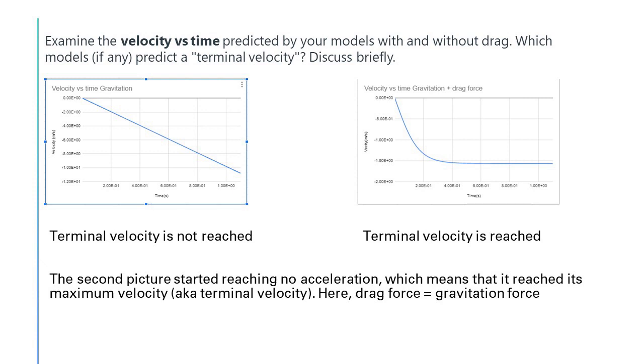Question. Examine the velocity versus time predicted by your models with and without drag. Which model predicts a terminal velocity? Discuss briefly. As seen before, I had defined terminal velocity as the maximum velocity where air resistance and gravity cancel each other out, which means that velocity can no longer go faster, or it can no longer speed up. As seen in the two images, in the first one, terminal velocity is not reached, while in the second one, terminal velocity is reached. The second image started reaching no acceleration, which means that it reached its maximum velocity.